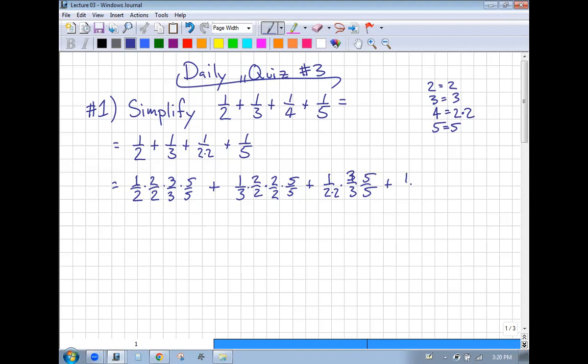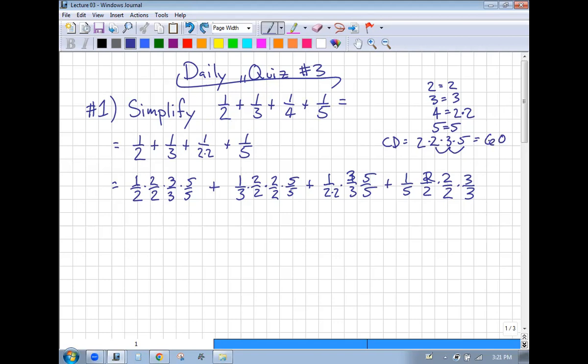So this 1/5 here, I'll do it again, it needs two twos and a 3. So they all now have two twos, a 3, and a 5 on the bottom. That's the common denominator. What is the common denominator? It's going to be 2 times 2 times 3 times 5. What is that? That's 15, times 2, 30, times 2 is 60. 60 is the smallest number that all of these divide into.